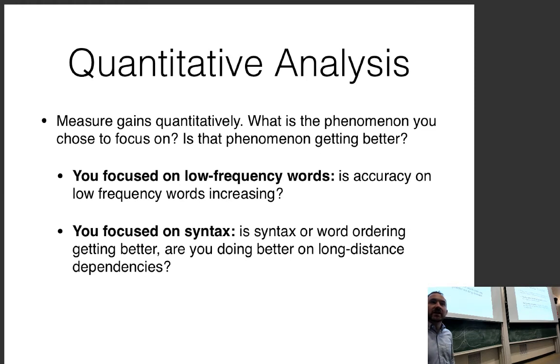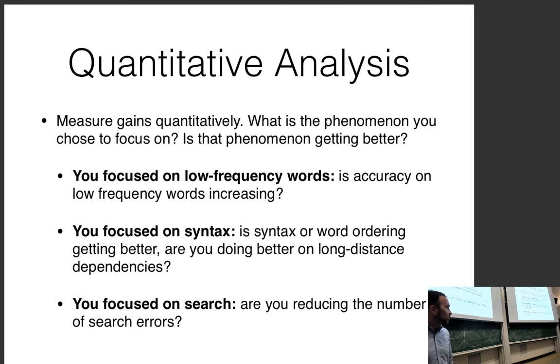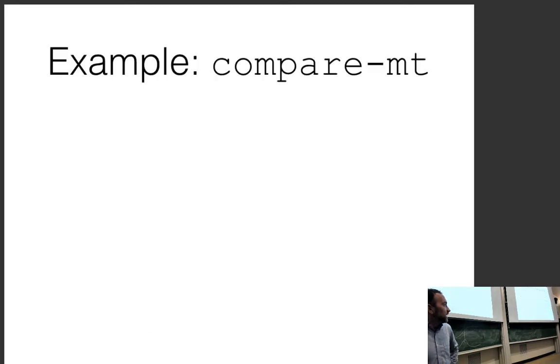Let's say you have a syntax-based model and you expect it to work better on things where you have long distance dependencies or something like this. So you should try to evaluate this. Or maybe you focused on search. And when you focus on search, you should be reducing the number of search errors as your search algorithm gets better. So the scores of the hypotheses you're finding should be getting better. So we have an example of this.